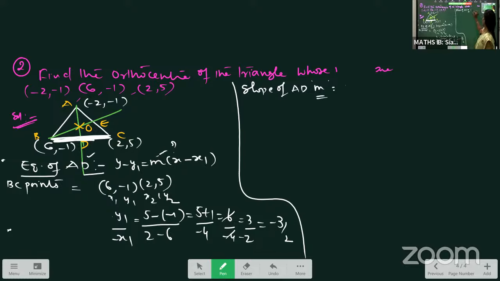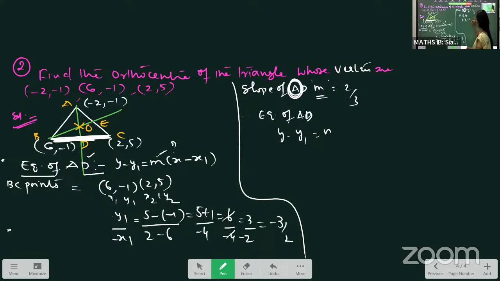This is 2 by 3. Then we have a slope and we need a point. The point we have to take from here. So the equation of AD is y minus y1 is equal to m into x minus x1. What are x1, y1? We are finding AD, so we have to take the point A. What is the A point? We have here -2, -1. That is used as x1, y1.